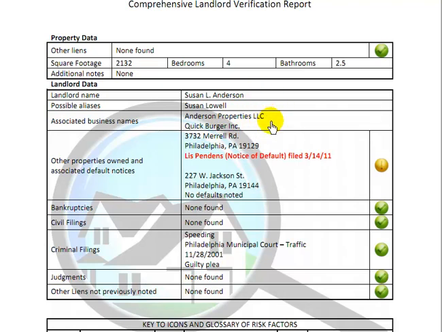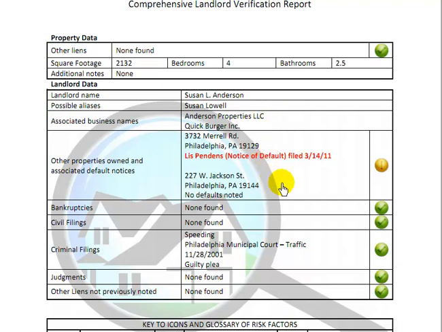So Mrs. Anderson may own a few properties, have those properties run through this company in some way for management. She may ask you to make the check out to Anderson Properties, and that may be fine. We just want to provide this information for you.